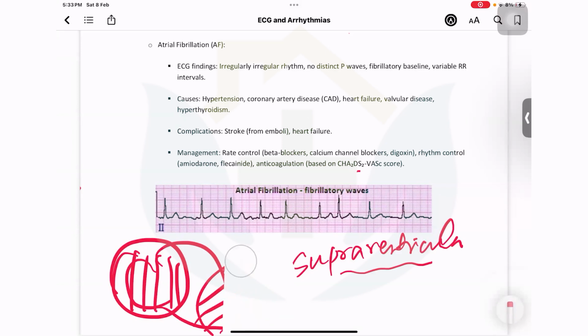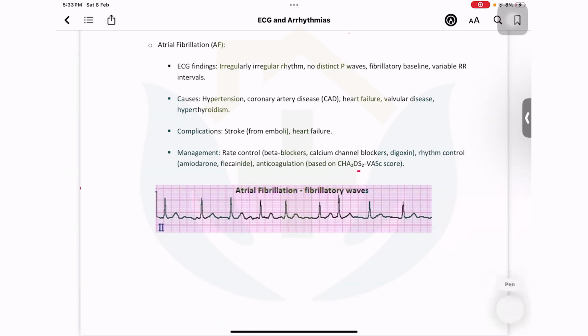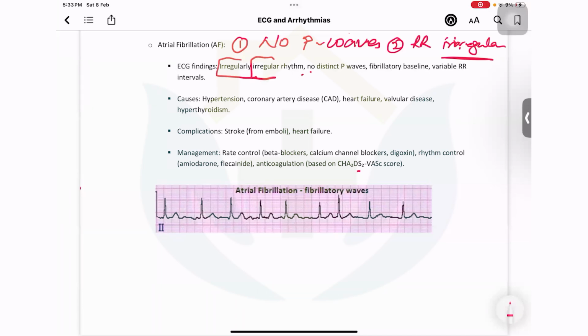In the supraventricular arrhythmias, there will be atrial fibrillation as the king of supraventricular arrhythmias. So the ECG findings will be: number one, no P waves. Number two, the QRS is irregular, meaning the RR interval is irregular. So irregular rhythm, no P waves, fibrillatory baseline, variable PR interval.